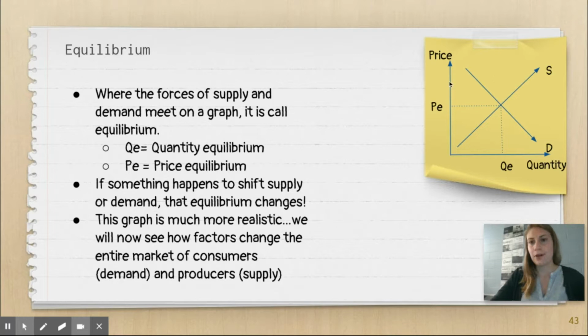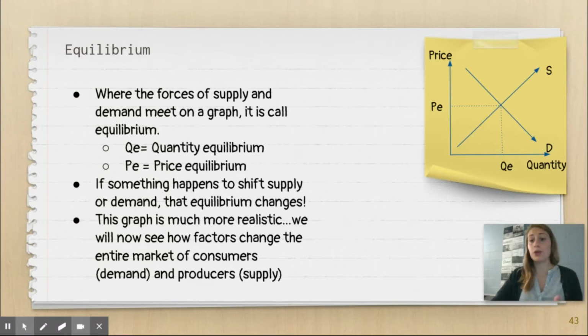So if we look at our graph over here, we have our supply line and our demand line. And this point right here where they meet and intersect is our equilibrium. So if we were to draw lines out, we would have our PE, which is our price equilibrium, and our QE, which is our quantity equilibrium. So if something happens to shift supply or demand, this equilibrium will change.